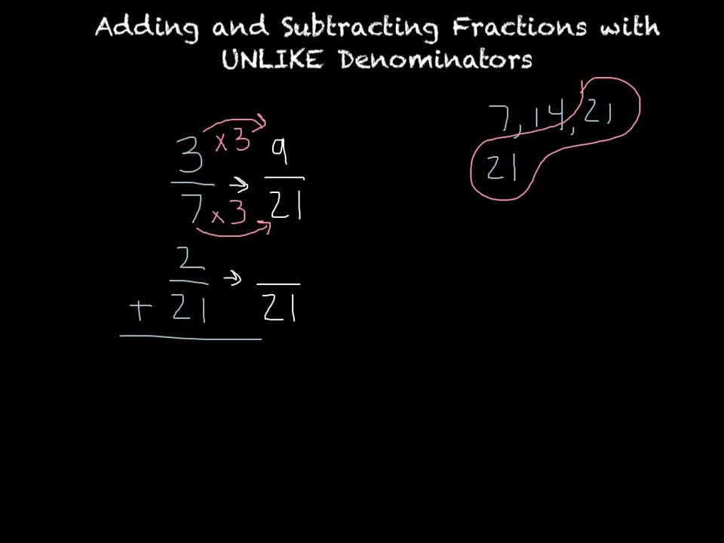Okay, down on the bottom, we also want to do the same thing. How did we get from 21 to 21? Well, that's easy. We did times 1. So again, I'm going to do the same thing on the top. Times 1. 2 times 1 is 2.